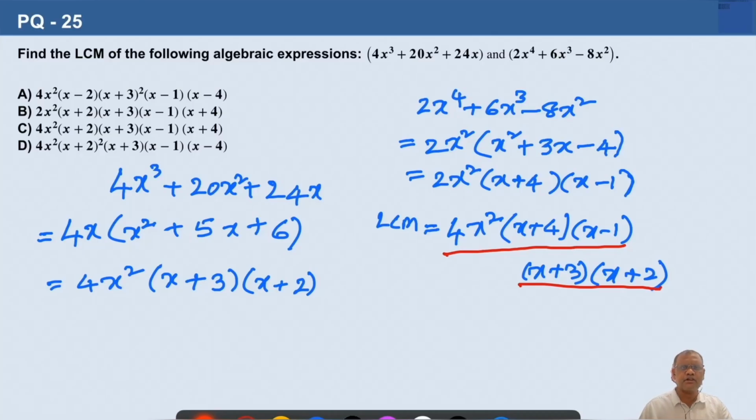Let us verify the options here. 4x square is in A, C and D. We have x minus 2 in A, so A cannot be. Next, C: we have x plus 2, x plus 3, x minus 1, x plus 4. C has all the terms. In D, we have x plus 2 whole square, which is not correct. So C is the correct answer.